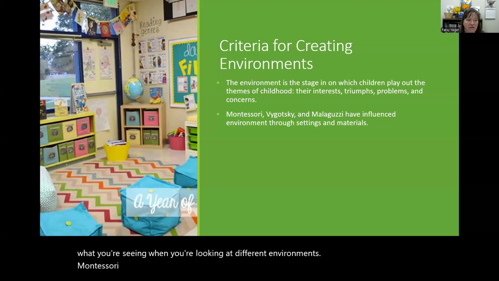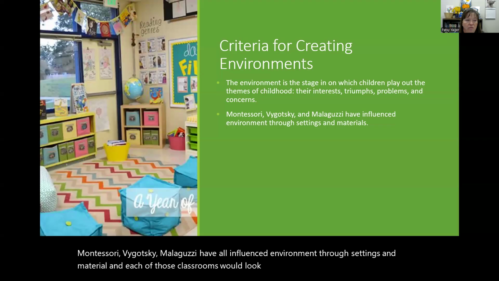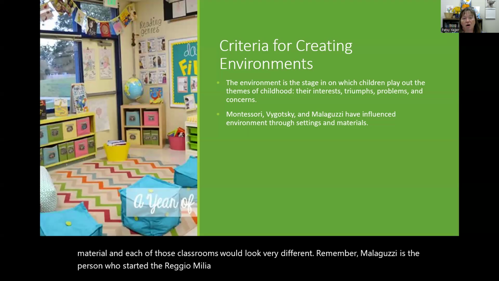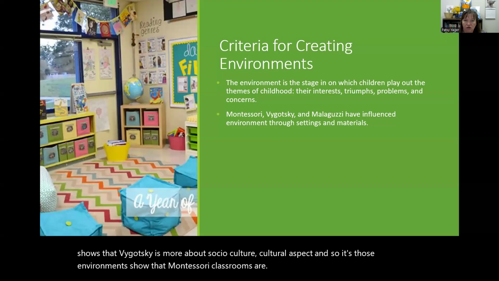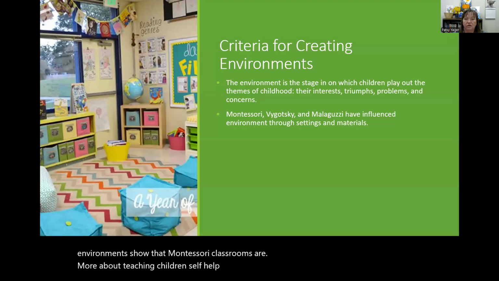Montessori, Vygotsky, Malaguzzi have all influenced environment through settings and material, and each of those classrooms would look very different. Remember, Malaguzzi is the person who started the Reggio Emilia program, so it's more art-based, and the environment shows that. Vygotsky is more about the cultural aspect, and so those environments show that. Montessori classrooms are more about teaching children self-help skills and working individually or maybe in a pair. And those classrooms show that.